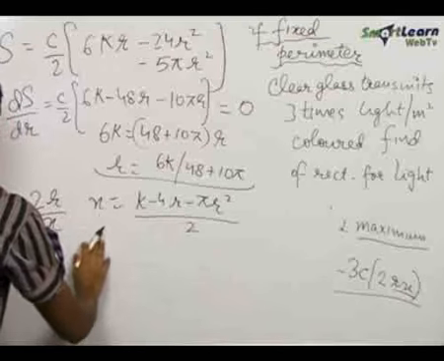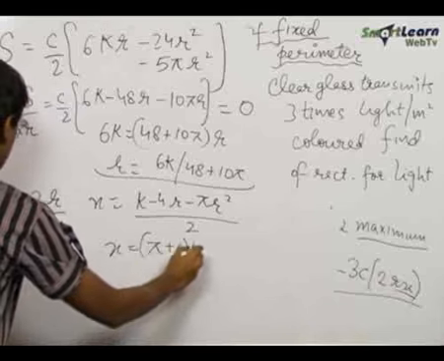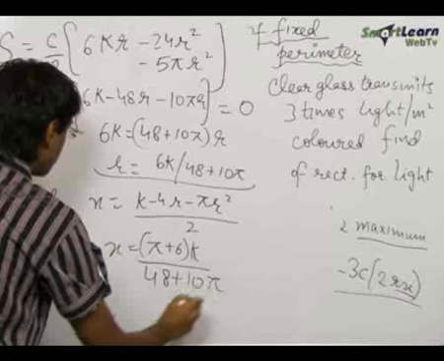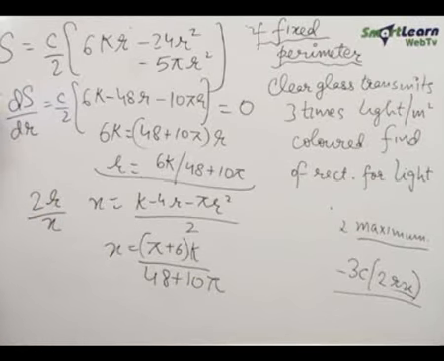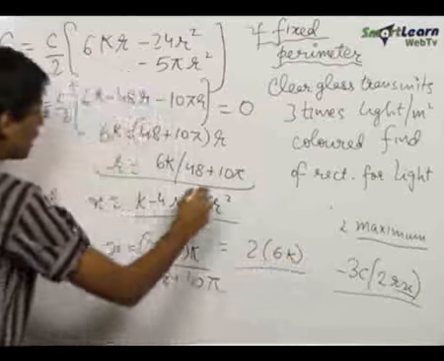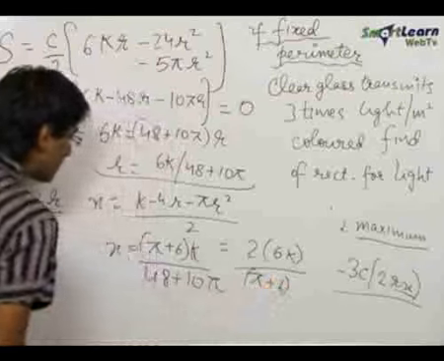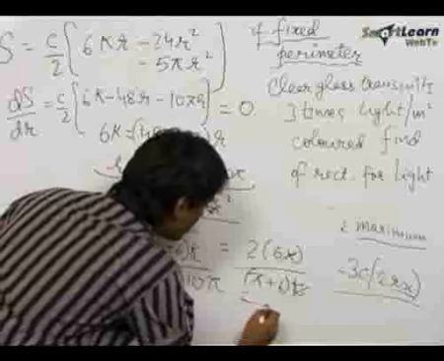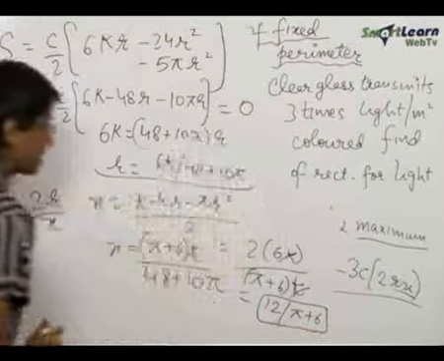This gives us the value of x to be equal to pi plus 6 times k upon 48 plus 10 pi. So 2r upon x comes out to be equal to 2 into 6k, the 48 plus 10 pi factors cancel, upon pi plus 6 k. The k and k get cancelled and we get 12 upon pi plus 6.